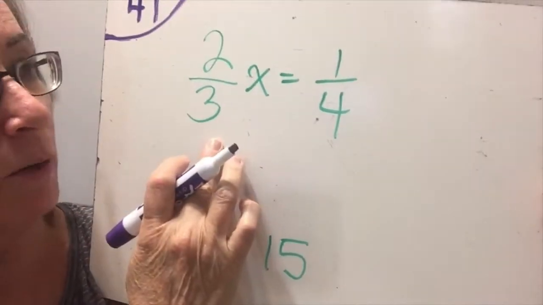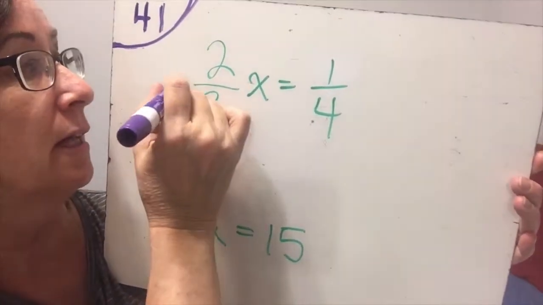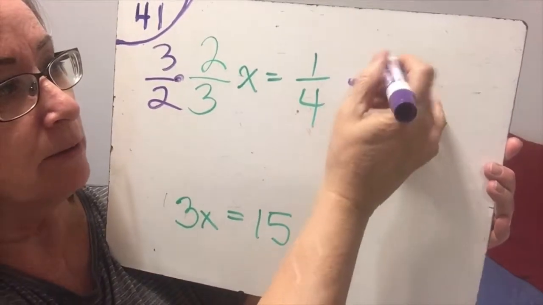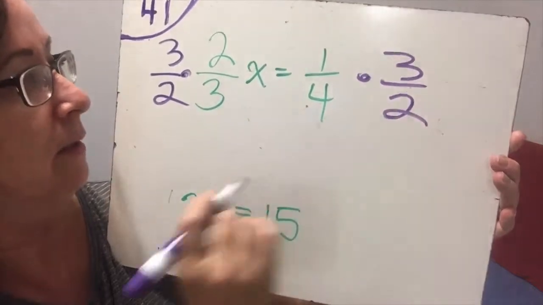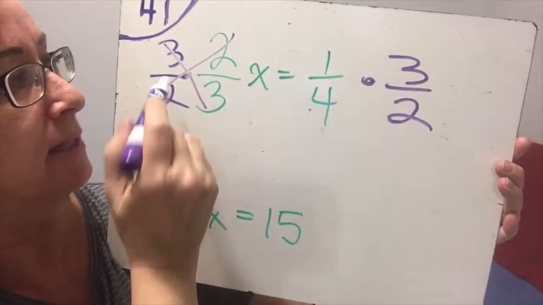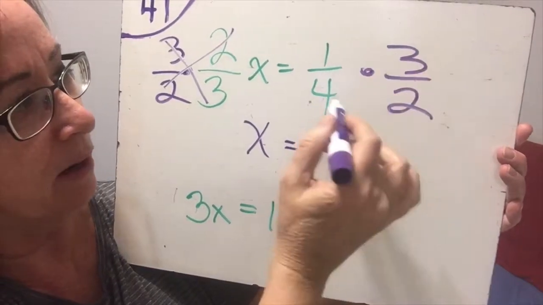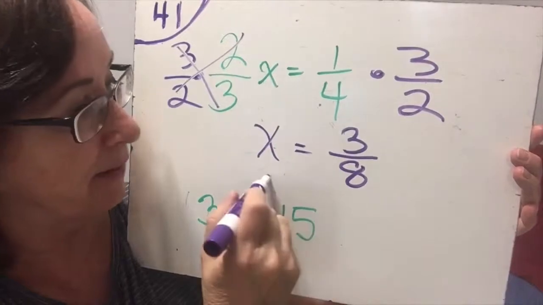Okay, so here we're going to multiply by the reciprocal of 2/3 to get rid of the 2/3. So we'll multiply by 3/2, but we must also do the same thing on the other side, 3/2. And then this is going to cancel to 1, and we get x is 3/8. And 3/8 can't be simplified any further.